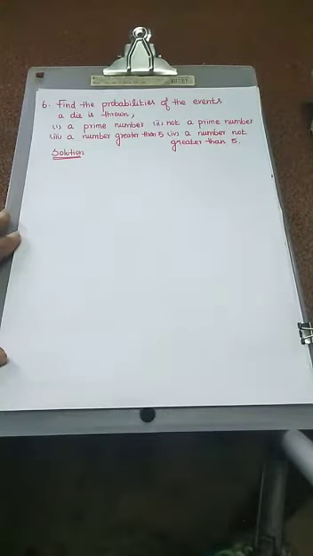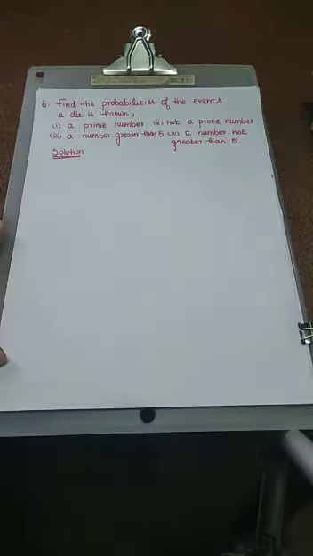Next problem. Find the probabilities of the events a die is thrown. The first subdivision, a prime number. Second one, not a prime number. Third one, a number greater than 5. Fourth one, a number not greater than 5.